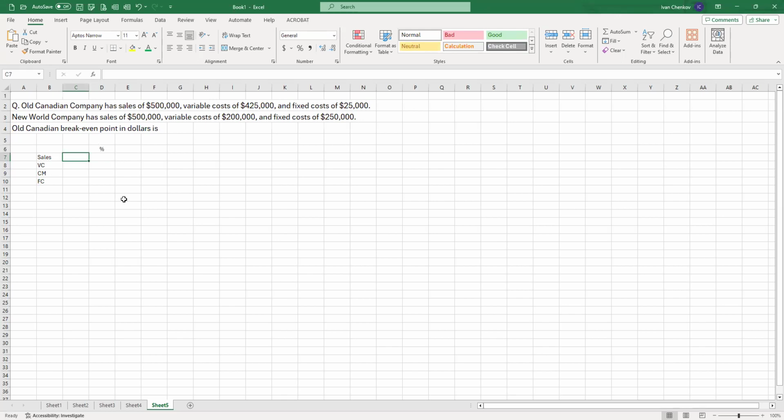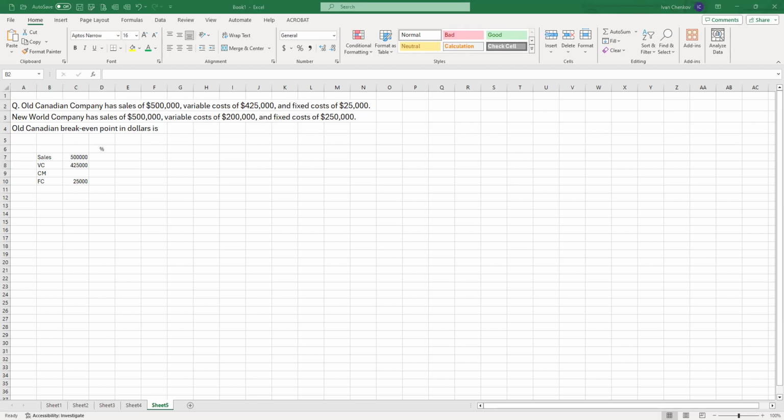Let's see what we can extract. Our sales are 500,000. Variable costs are 425. Fixed costs are 25. New World company has this much in sales, that much variable cost, and that much fixed cost, 250. Old Canadian break-even point in dollars is, so we're chasing only the first one, not the second one, correct? Yes, Professor.